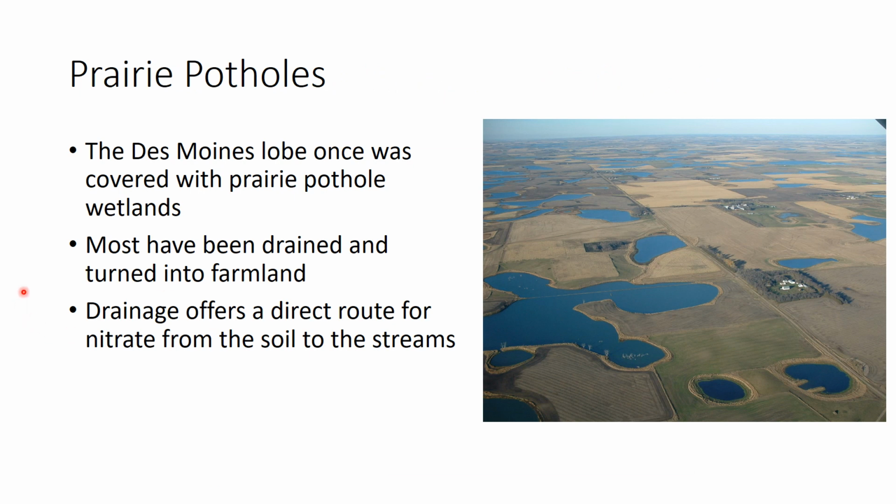So for some more context, the Des Moines lobe was once all prairie potholes, and most have been drained and turned into farmland. So in this picture, you see there's prairie potholes, and most of them are still in existence. But in most of that part of Iowa, these have all been drained with tile lines or ditches, and they've been put into crop production. So one issue with that is, instead of the soil being able to denitrify the water and remove the nitrate from the system, this nitrate is able to freely drain through the soil, going to a tile line, and it basically then has a direct route into the Raccoon River.